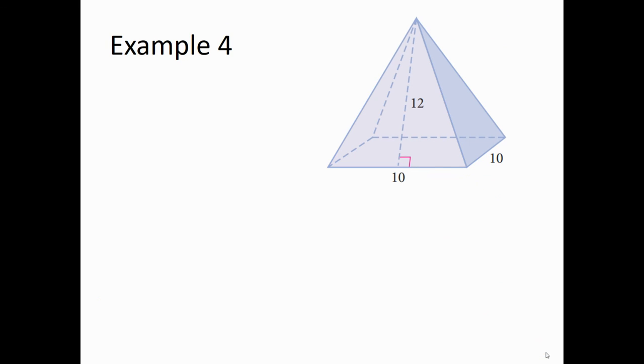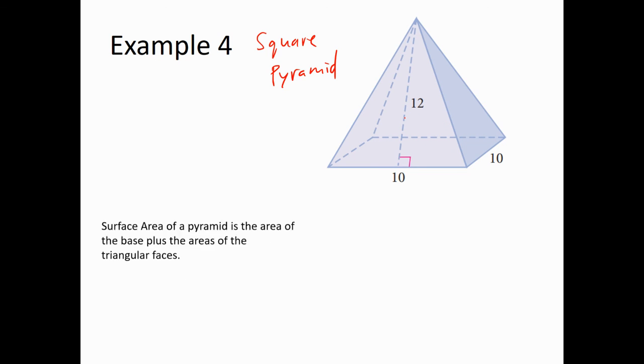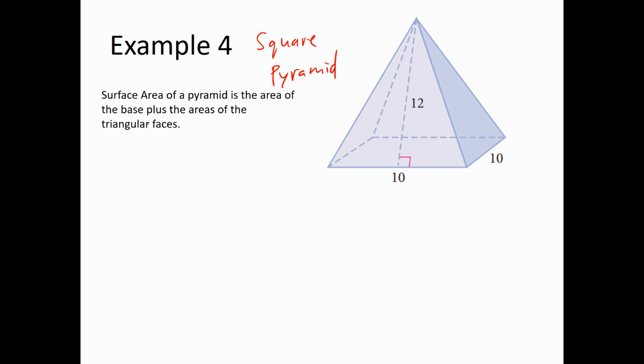Example 4 is a square pyramid. I could give you pyramids with different shapes on the bottom, as long as they're regular polygons, like a square, pentagon, or hexagon. Then you just find the area of the base first, and then you need to find the area of all the triangles. In this case, since the base is a square, there's going to be 4 triangles. So area of the base plus the areas of the triangular faces.